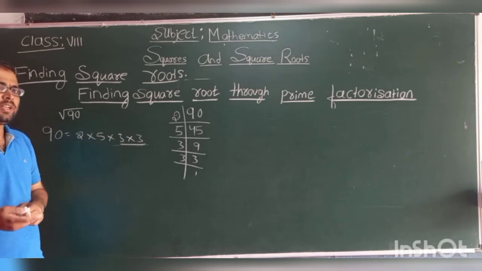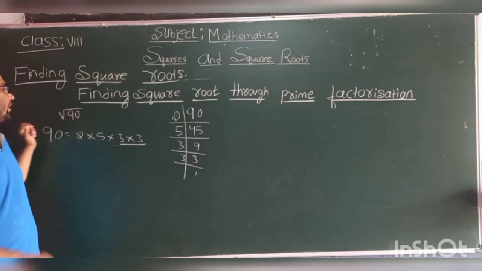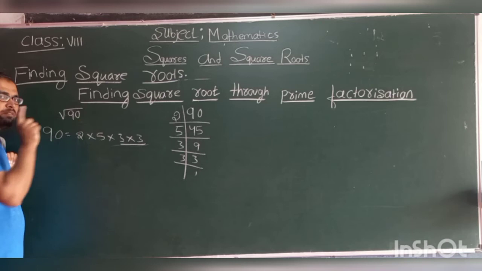And we can in general tell by looking at the number that this is not a perfect square. Why? Because, so here look at the end. Only 1 0 is there. Okay.